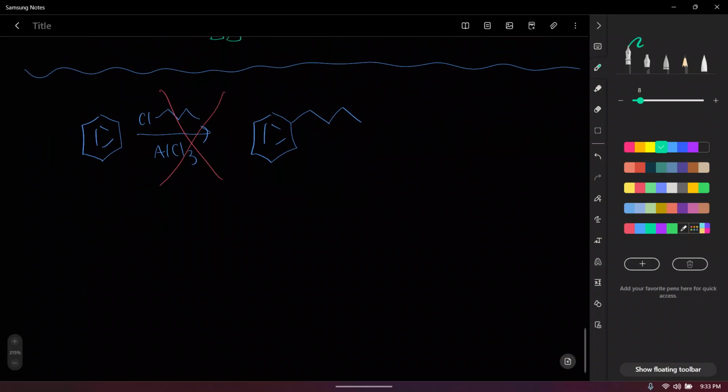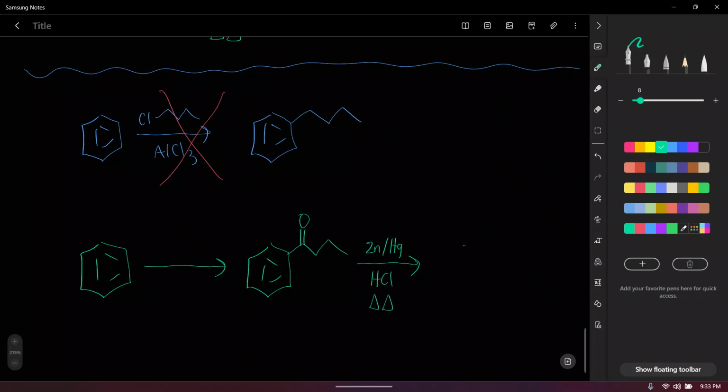But what you instead could do, if the target molecule was the butyl benzene up top, is put the acyl version on first, and then just do a Clemmensen reduction or Wolff-Kishner reduction. So I got my zinc-mercury amalgam with HCl and a lot of heat. So how would I put on the acyl version? Well, I would just do a Friedel-Crafts acylation. And we talked about that already.